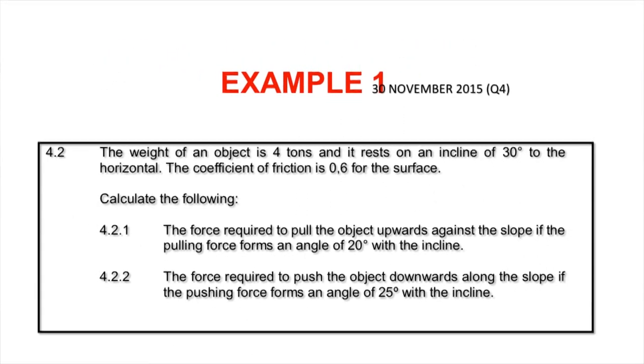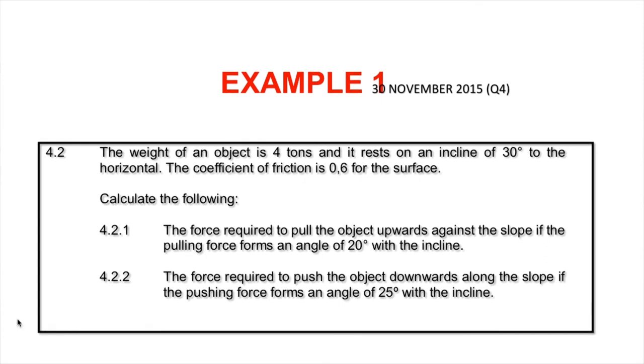Now, let us quickly look at an example. The example was extracted from a question paper, the 13 November 2015 question paper. You can check it online, on any website that offers question papers. I just extracted this one because it's exactly what I'm looking for. Now, the question says, the weight of an object is 4 tons.